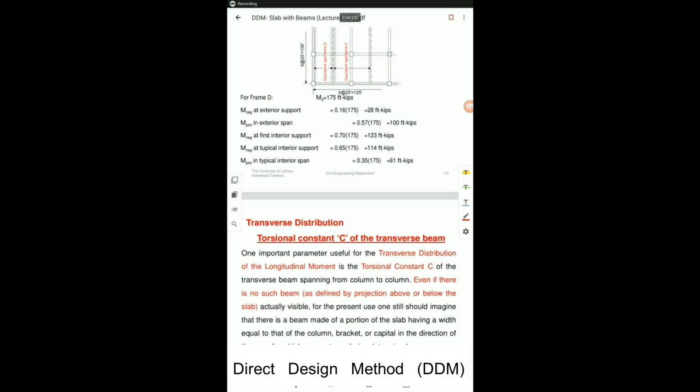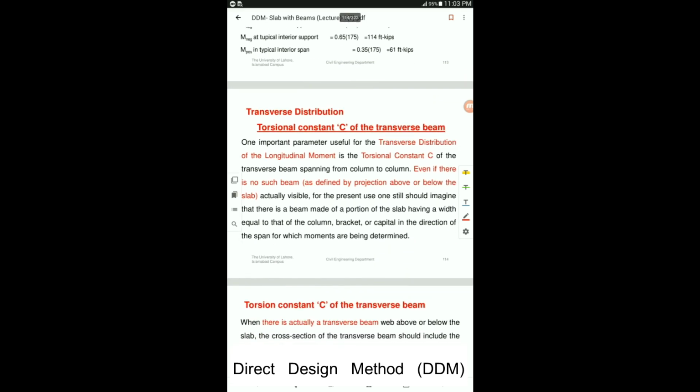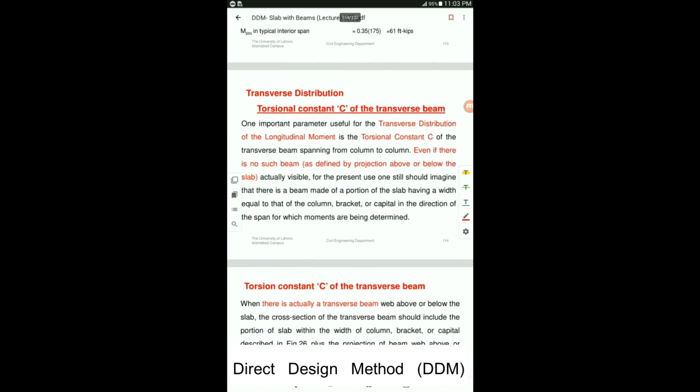Once you have completed the longitudinal distribution of moments for each of the 4 rigid frames, the next step is to make the transverse distribution. For this, we will consider a factor which is called torsional constant C of the transverse edge beam. We will do a couple of exercises to find torsional constant C of beams.